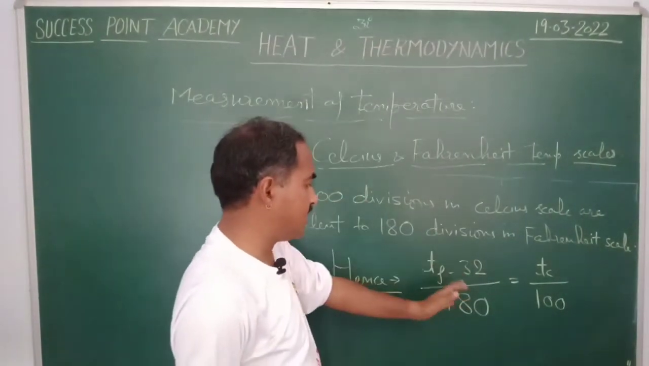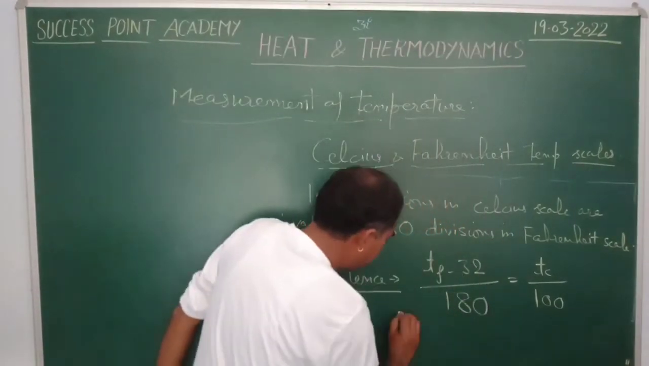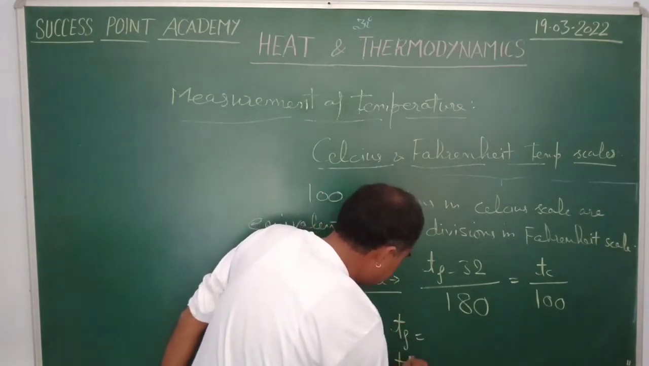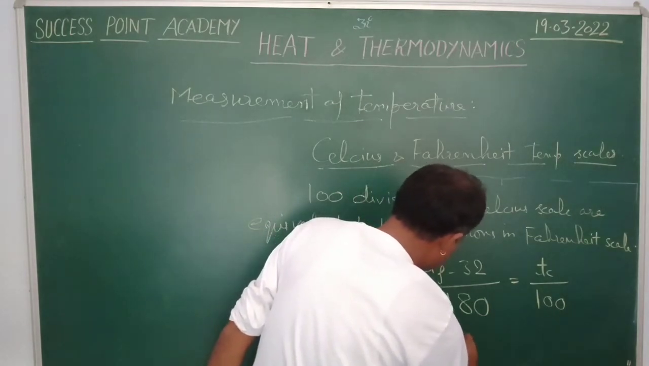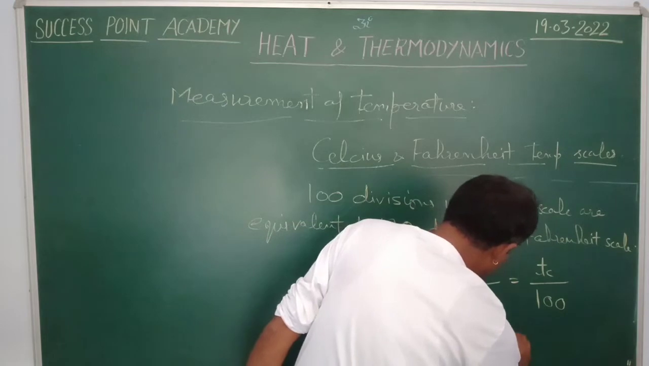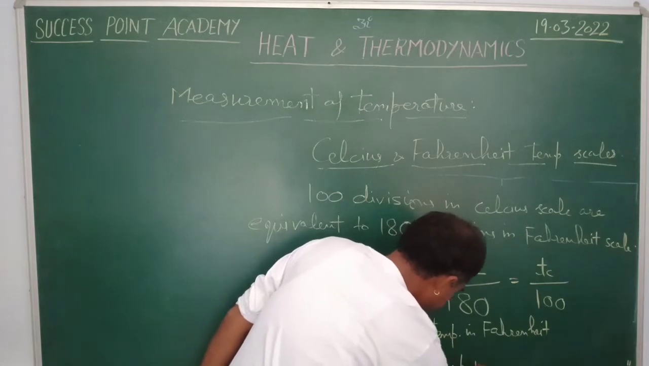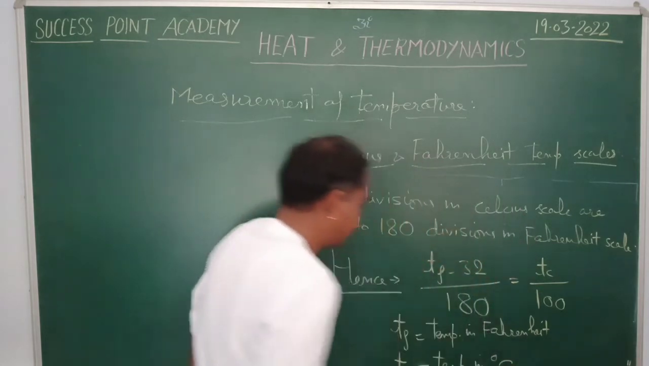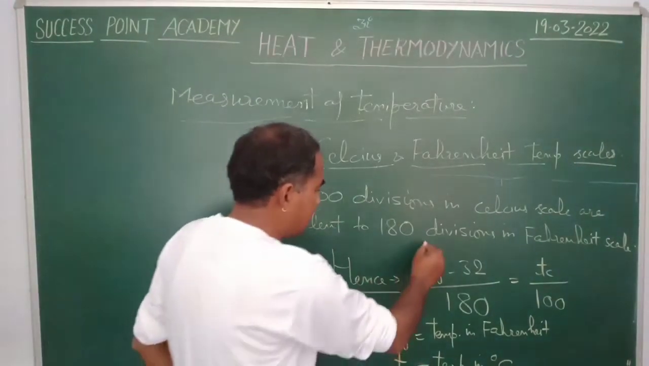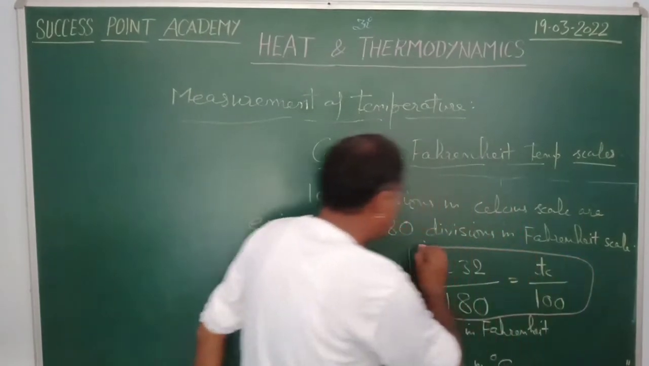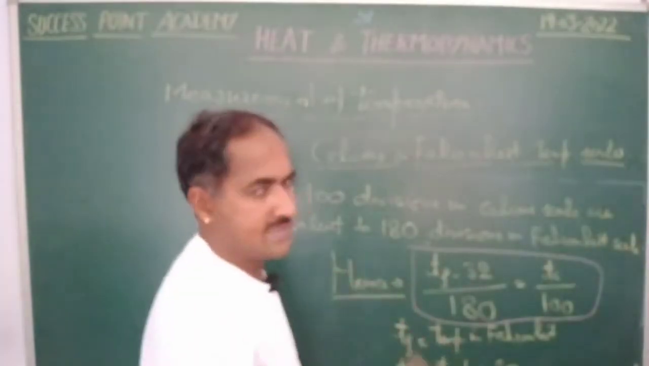So TF minus 32 upon 180 is equal to TC upon 100, where TF is temperature in Fahrenheit and TC is temperature in degree Celsius. So this is the relationship. Remember this. This relationship is very important to solve basic questions related to this concept.